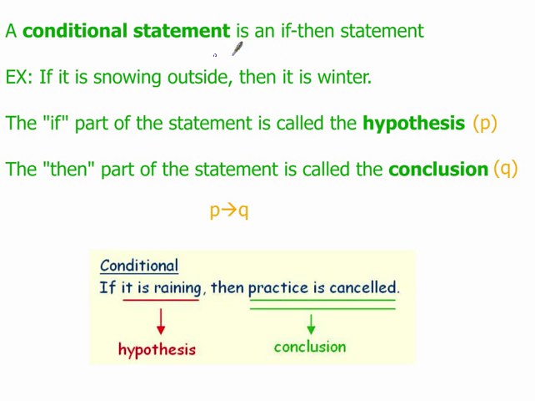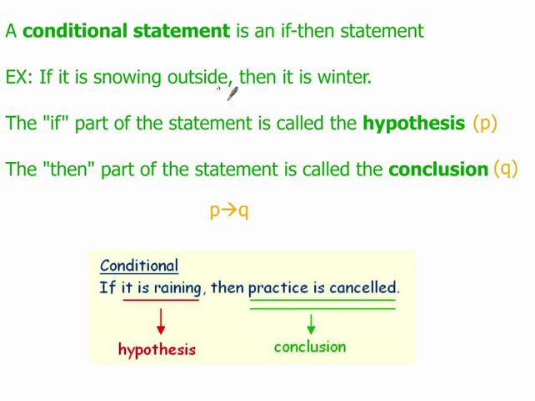It's just a statement that takes the form if something, then something else. For example, if it is snowing outside, then it is winter. It's saying that if this part is true, then this part is true. That's all a conditional statement is.